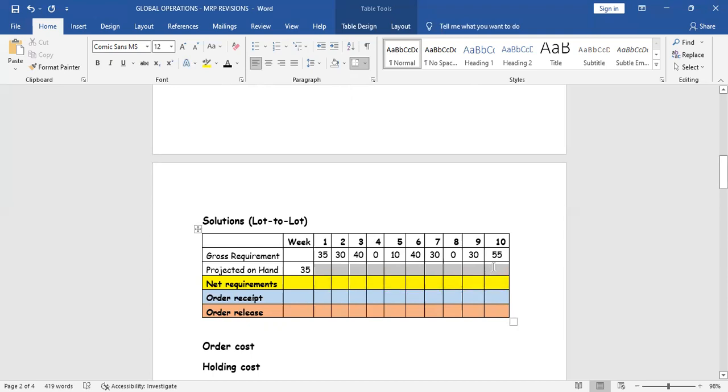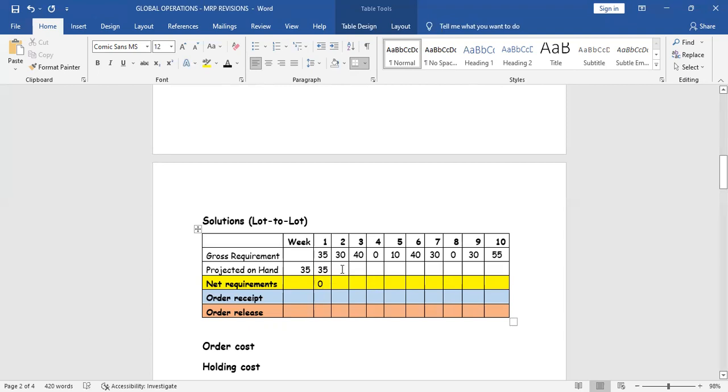So there we'll put 35 there. Where is this 35 coming from? It's coming from the previous period projected on hand. So if in week 1 the gross requirement is 35 and we already have 35, do we require any materials? Not at all, because we already have the 35 which is required.